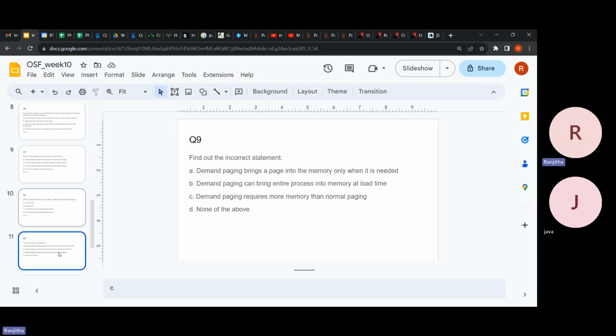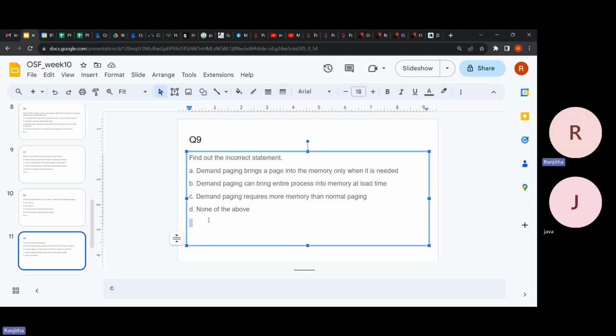Find out the incorrect statement. Demand paging brings a page into memory only when it is needed. Demand paging can bring the entire process into memory at load time. Demand paging requires more memory than normal paging. None of the above. So demand paging requires less memory actually, because only the needed pages are brought into memory. So C is the incorrect statement. So the answer here is C.